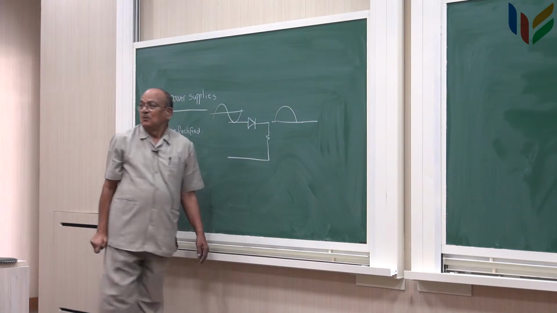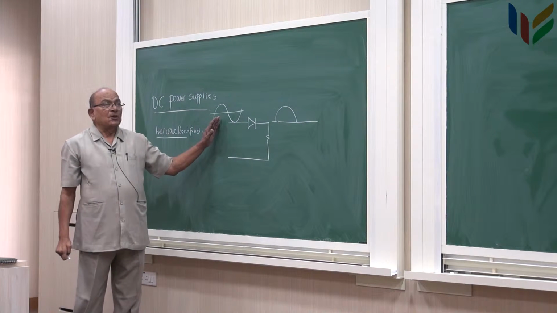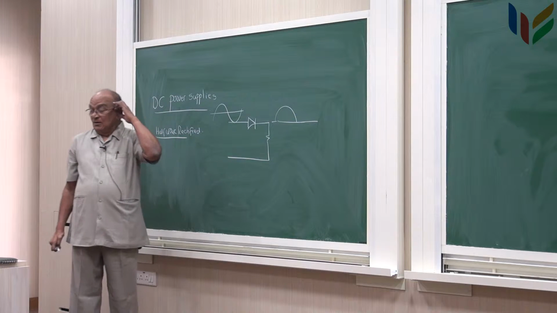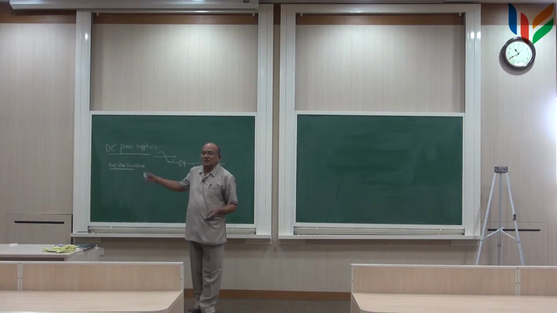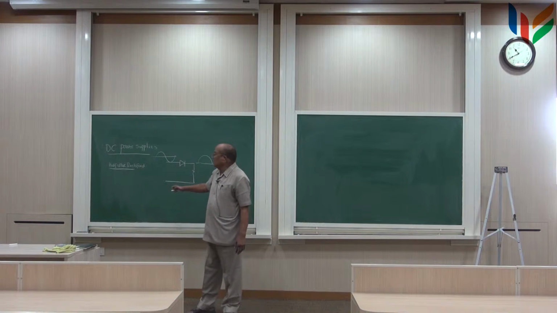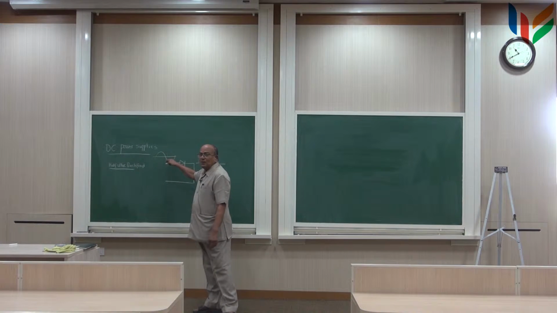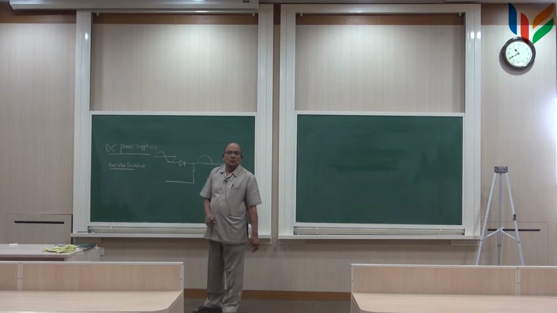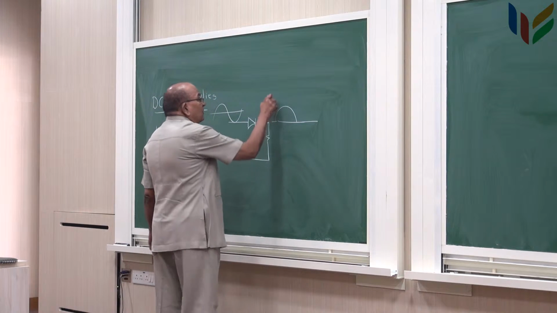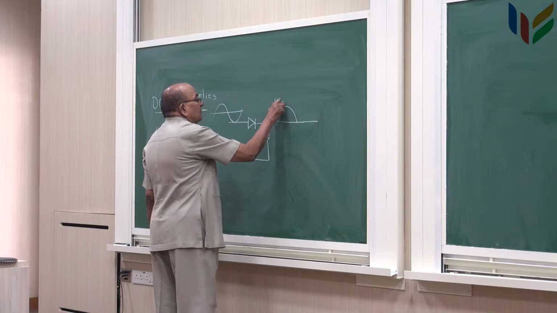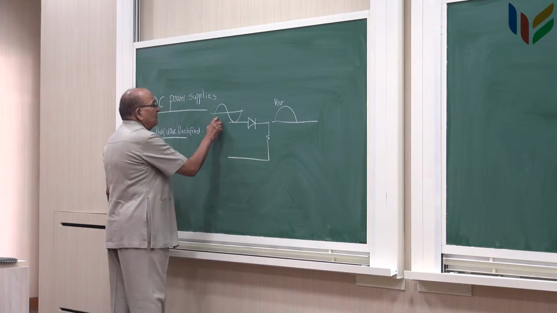Right? The positive half of the sine wave will be passed through. It is not necessarily a sine wave, but since a sine wave is available, I am talking about a sine wave. For any waveform, the positive side will be allowed to pass through. So this is the V out, and this is V in.